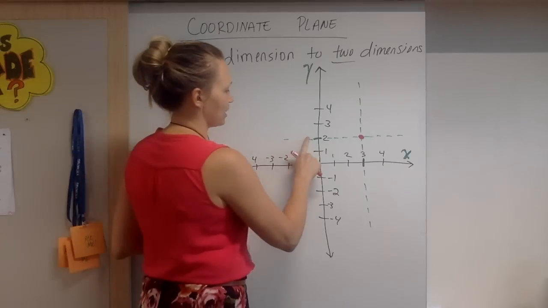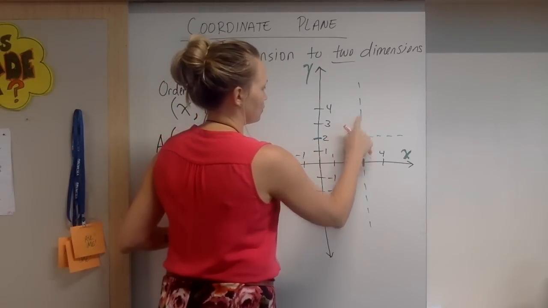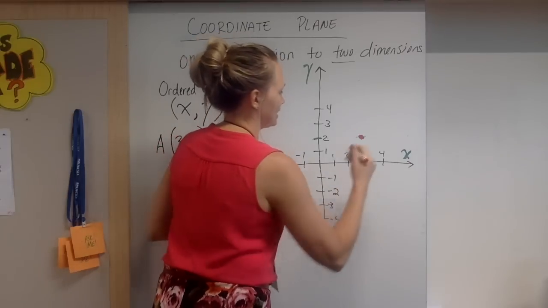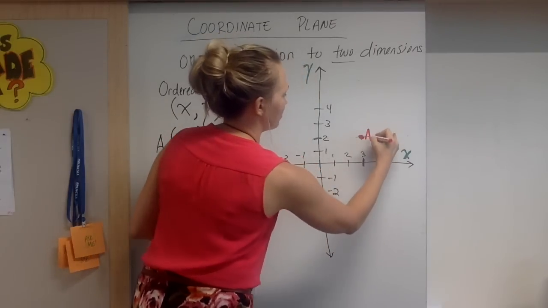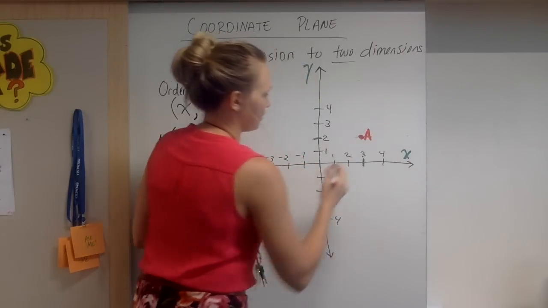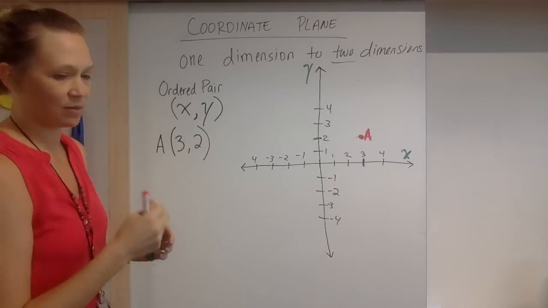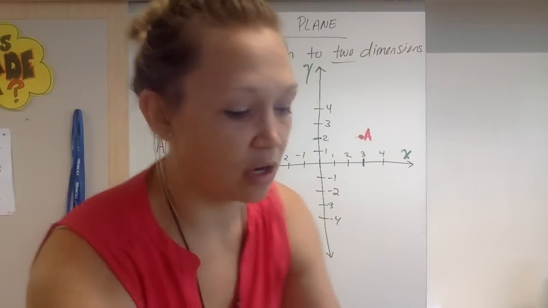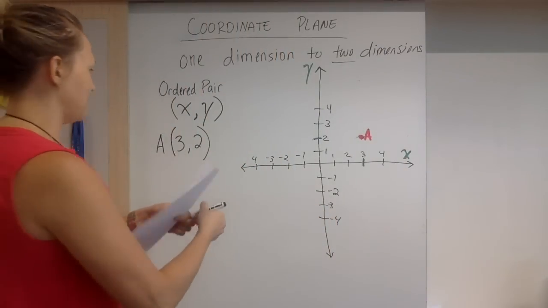All right, so I'm going to erase my little lines I drew as to not confuse it with my other points I draw in a second. And this is point A. I'm going to go ahead and label that point A. I hope that's starting to make a little bit of sense to you. I want you to pause this video and try to do B, C, D, and E.